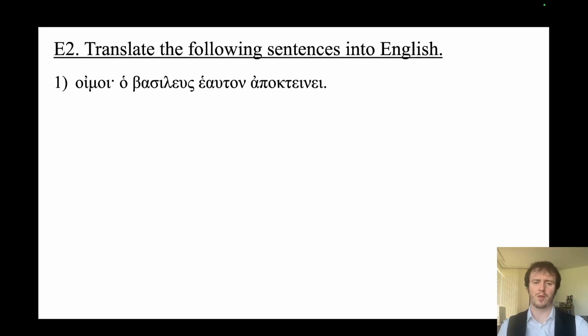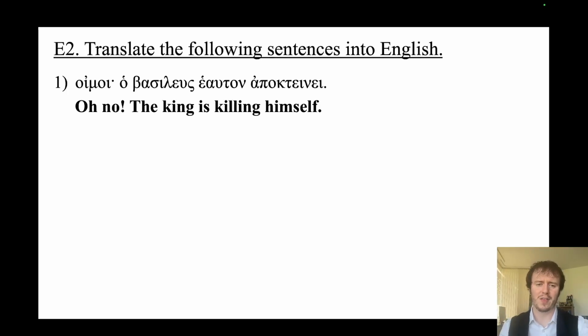Okay, I'm now going to go through the answers, and I'm going to go through them even more quickly because otherwise this video will be as long as Avatar. So if you have any questions, please do post them in the comments below. The first one is Oi moi ho basileius ἑαυτον apokteinei. This says, oh no, the king is killing himself. ἑαυτον means himself, referring back to the subject, namely the king.